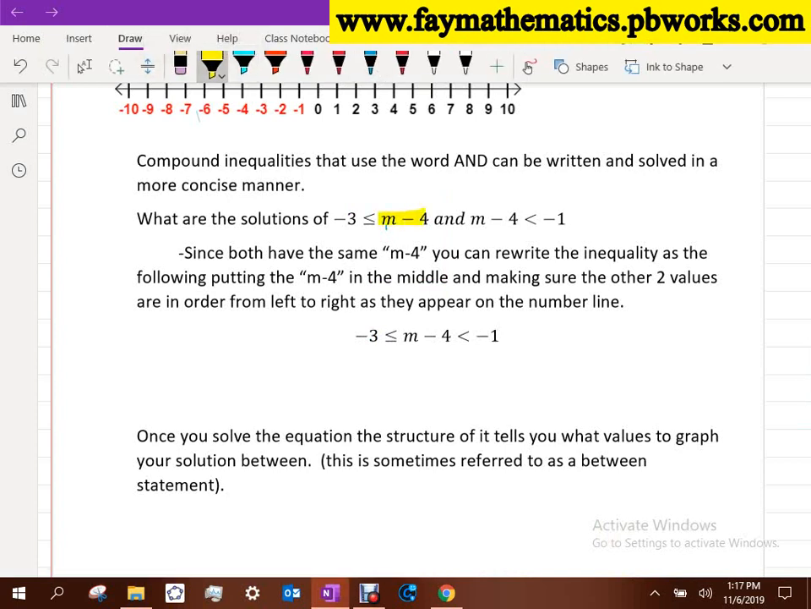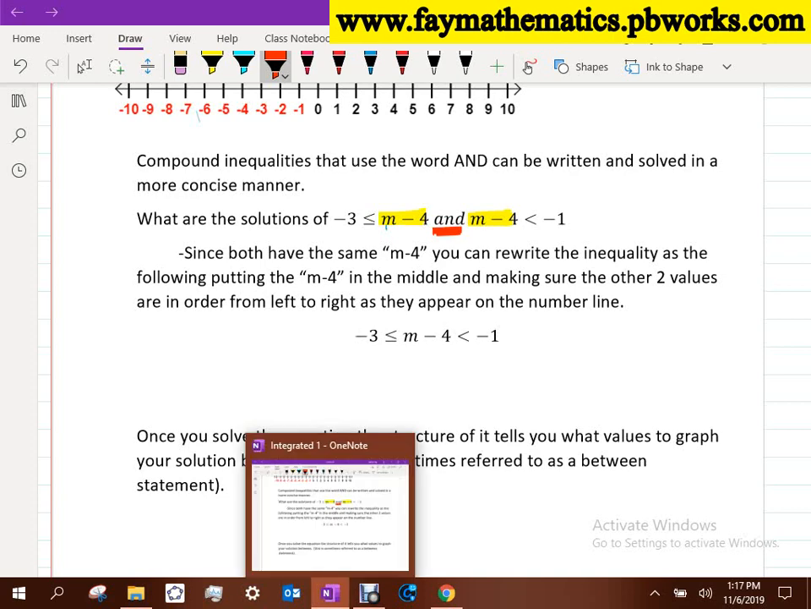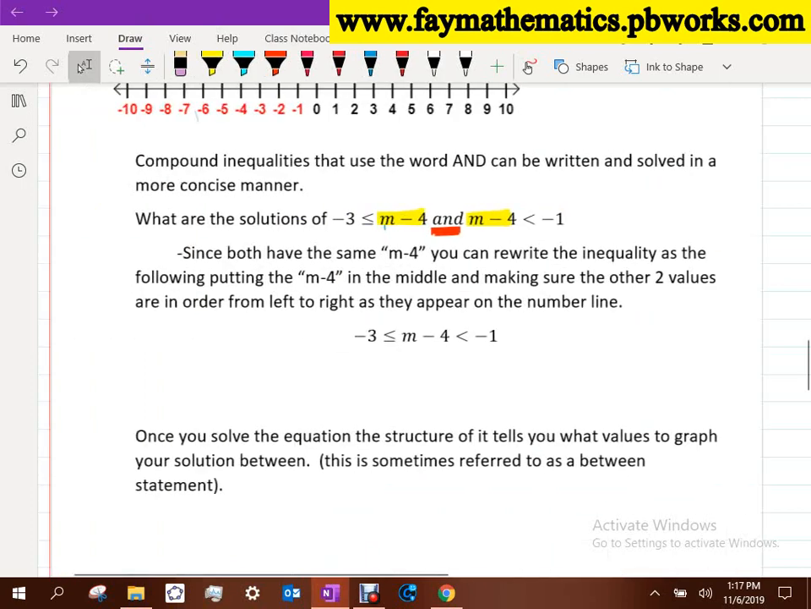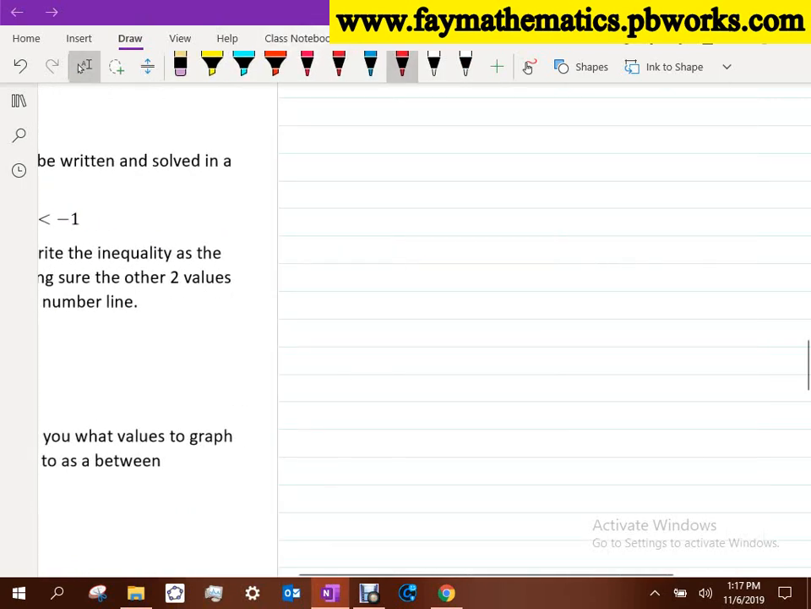Okay, so that there and that there are identical, and they're stuck together with that word and. If this is the case, we can actually merge them together into one statement. So here's the idea of what's going on here. If I were to have -3 is less than or equal to m minus 4 and m minus 4 is less than -1.